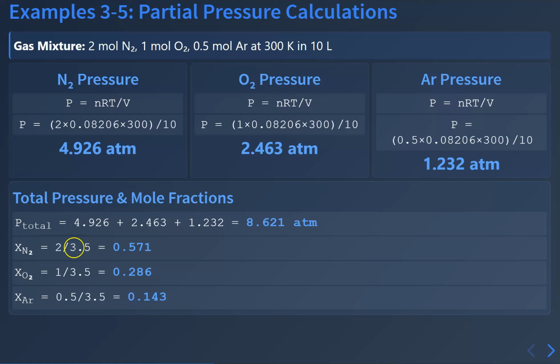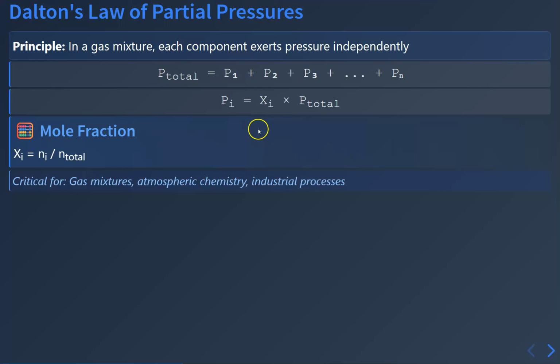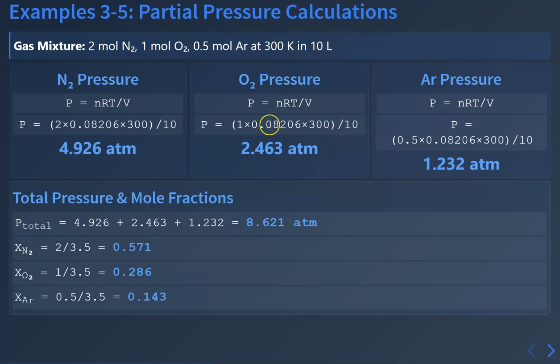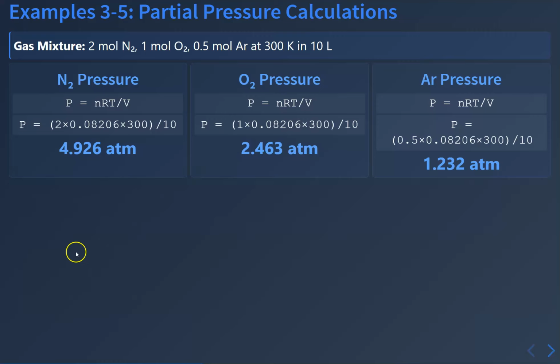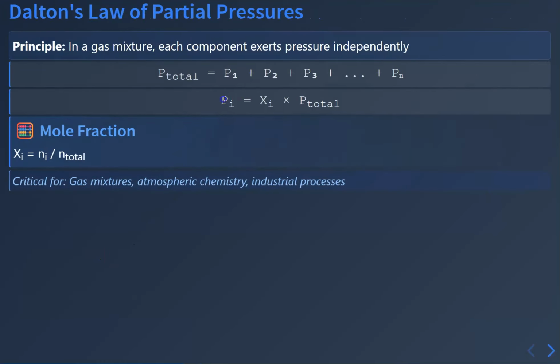Why 2 by 3.5? You have to see here. Xi is nothing but Pi by P total. Here the mole fraction is the individual mole by total mole, so 2 by 3.5. You can see there is one way to do the calculation, Xi is Pi by P total, or Xi is Ni by N total, that way also you can do it.